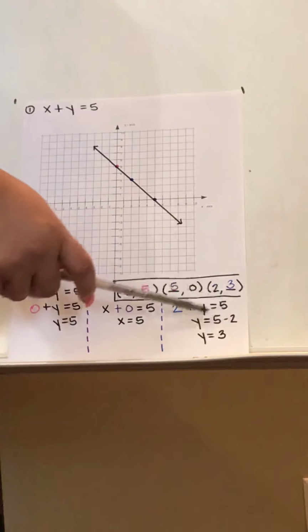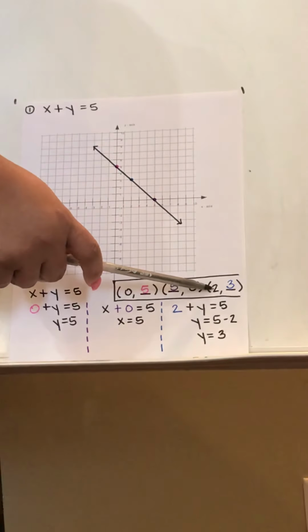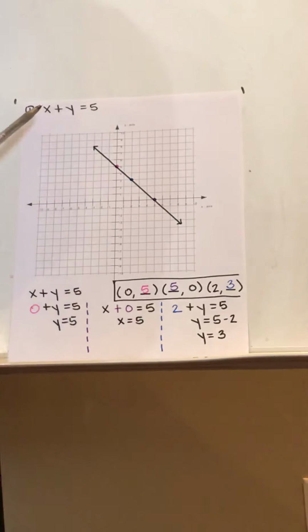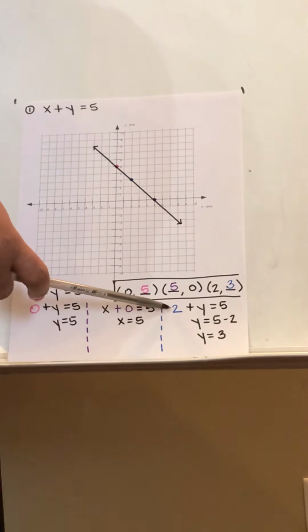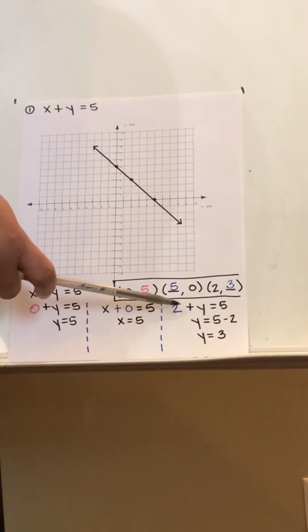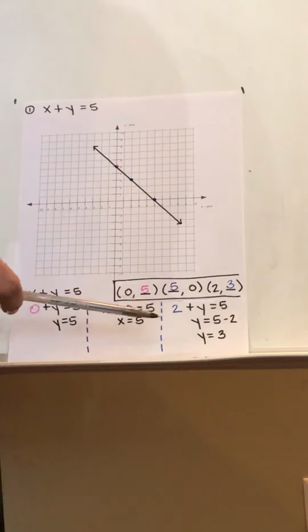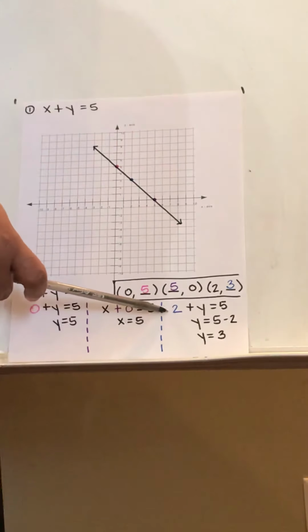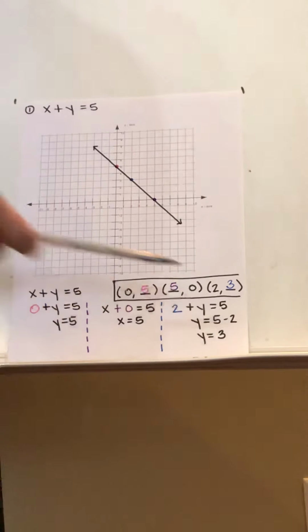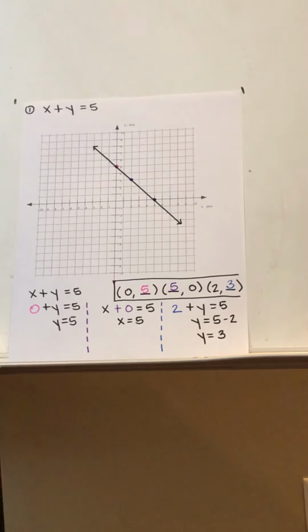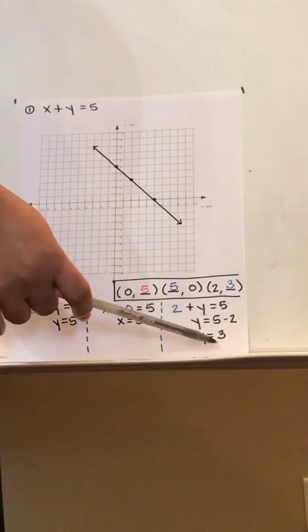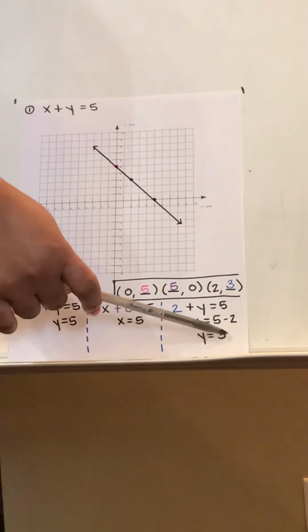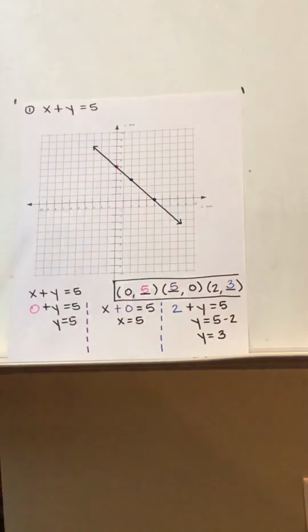My third ordered pair says let x be 2. So in the same equation, if I let x be 2, 2 plus y equals 5. I have to do a little bit more work than on these two. I'm going to take my 2 to the other side by making it negative, subtract 2. 5 minus 2 is 3. So y equals 3. So my y number is 3.